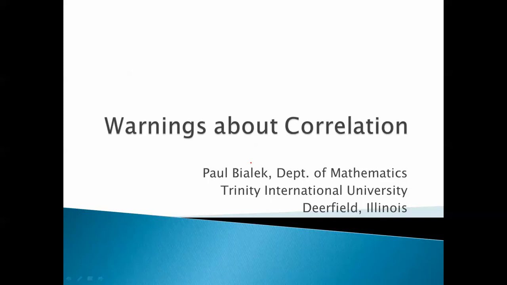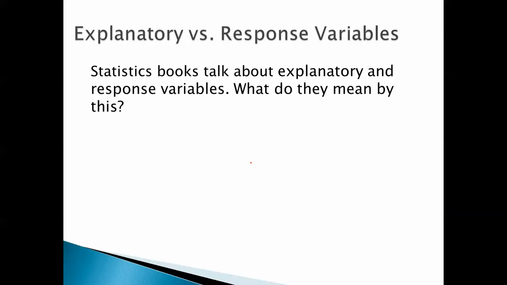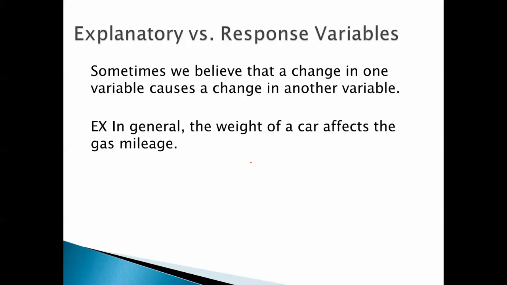Let's talk about warnings about correlation. Statistics books talk about explanatory and response variables. What do they mean by this?